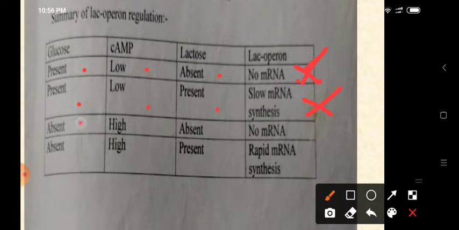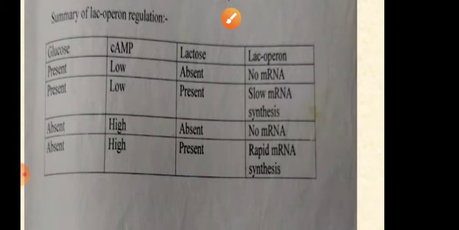What happens when glucose is absent? When glucose is absent, cyclic AMP concentration is high. But if lactose is absent, mRNA synthesis or protein synthesis will not take place. Why? Because if lactose is absent, the enzymes like beta-galactosidase are not needed. Now when glucose is absent, cyclic AMP concentration is very high and lactose is present, then rapid mRNA synthesis, or rapid synthesis of enzymes like beta-galactosidase, permease and transacetylase will take place. So no glucose, high concentration of lactose, that means high concentration of cyclic AMP, and rapid protein synthesis will take place.